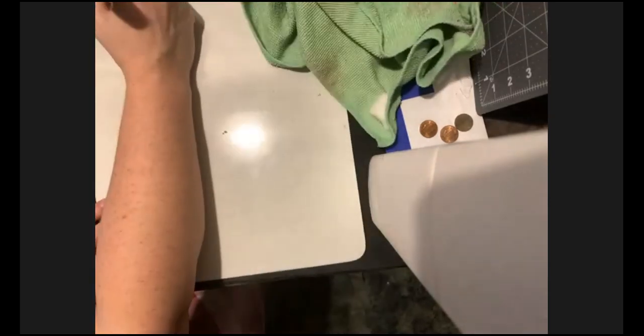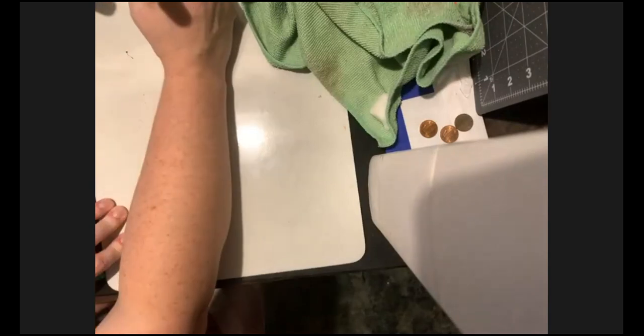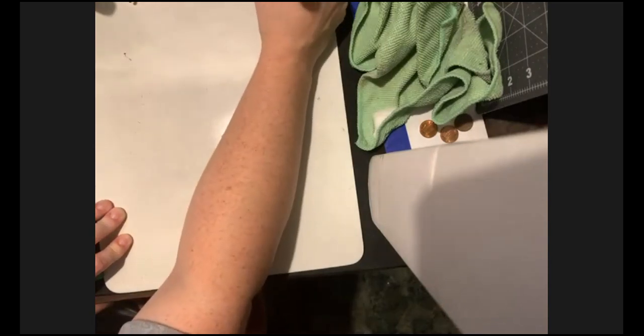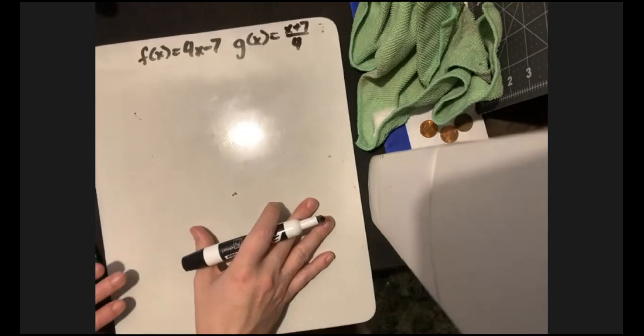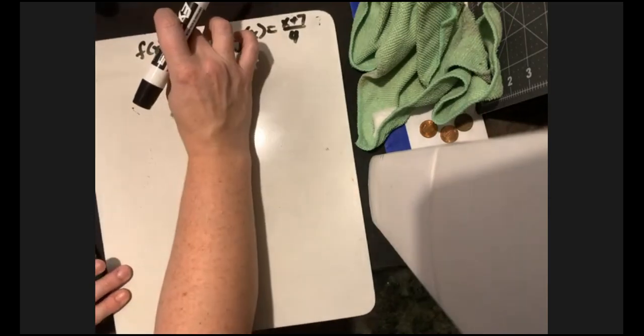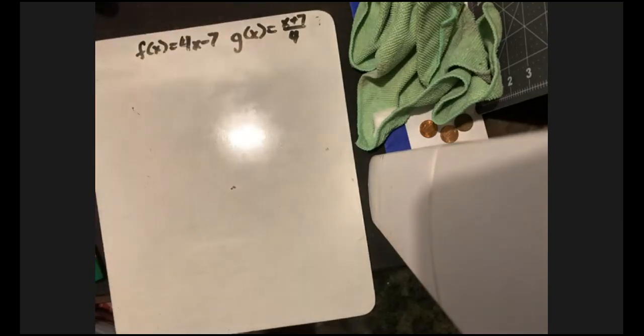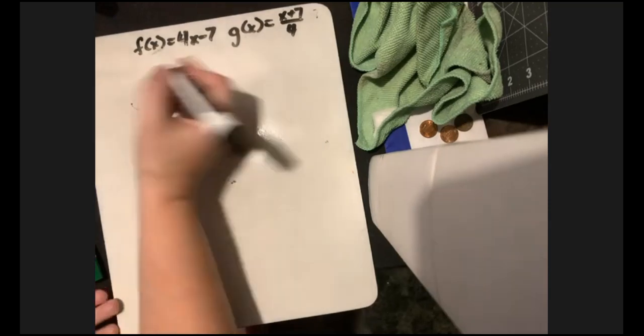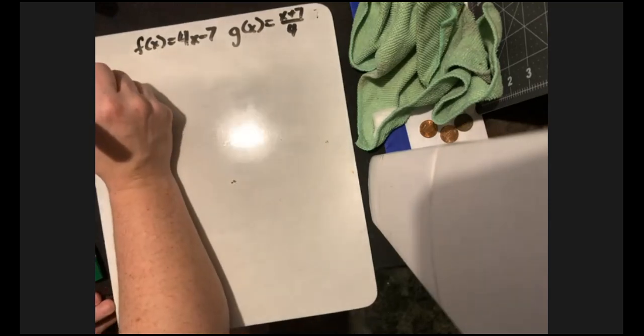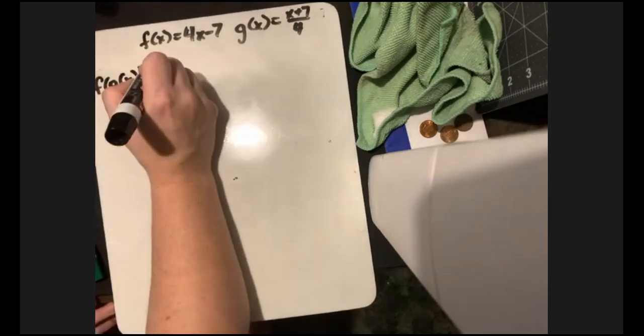Okay, so we've got f of x equals 4x minus 7, and g of x equals x plus 7 over 4. Okay, so back over here into my meeting. Here is the next one that we're going to work with. I've got 4x minus 7, and then I've got x plus 7 over 4. So we're going to start with f of g of x. And again, I'm just going to go ahead and move it into that process.